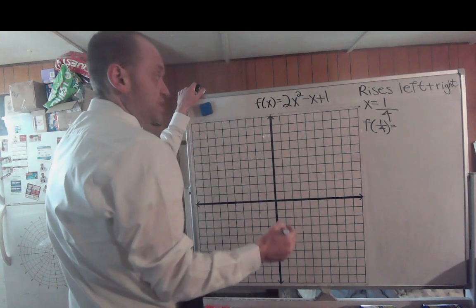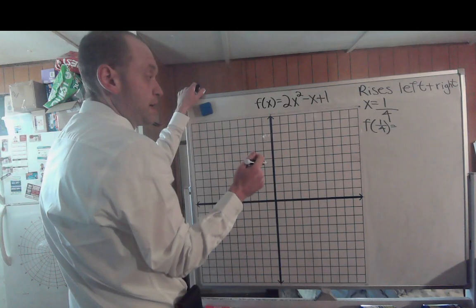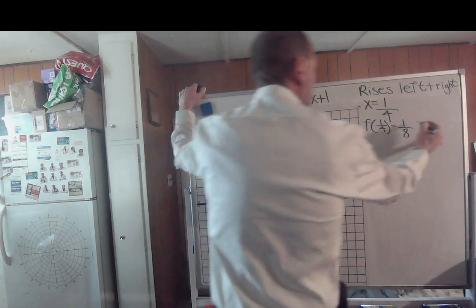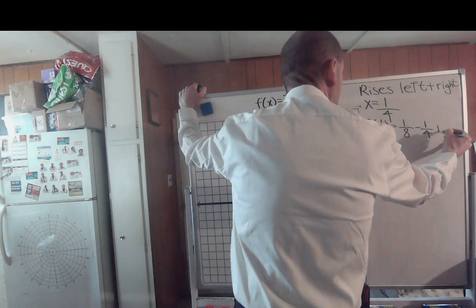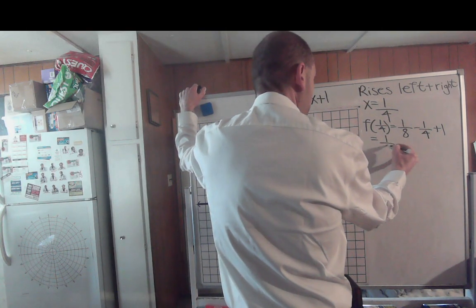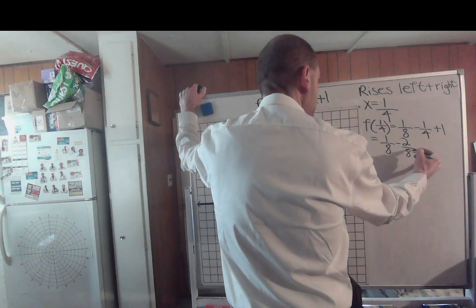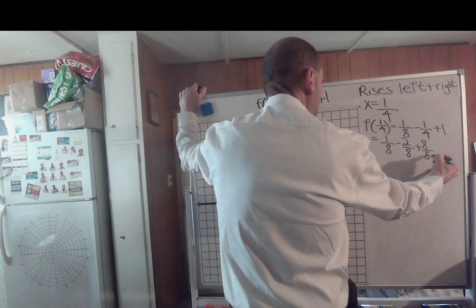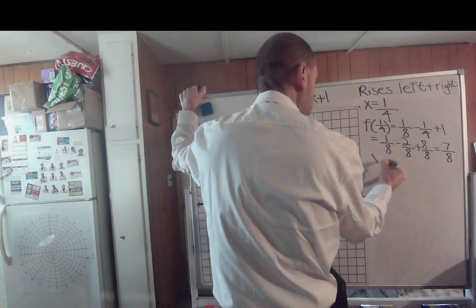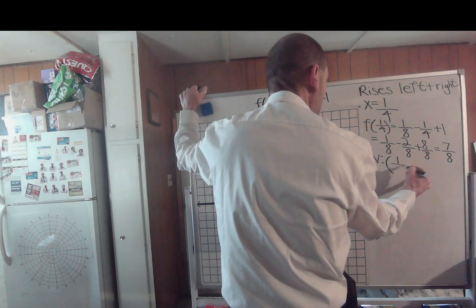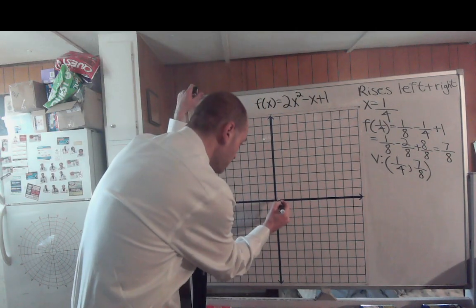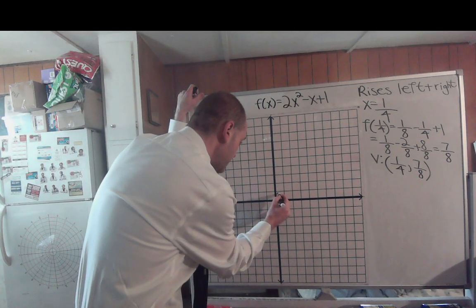Well, that's going to, of course, equal 2 times 1/4 squared. So 2 times 1/16 is 1/8, minus that 1/4 plus 1, which would end up giving you 1/8 minus 2/8 plus 8/8, which would be 7/8. So your vertex can be found at the point 1/4, 7/8. Kind of a messy one, 1/4, 7/8, about right there.